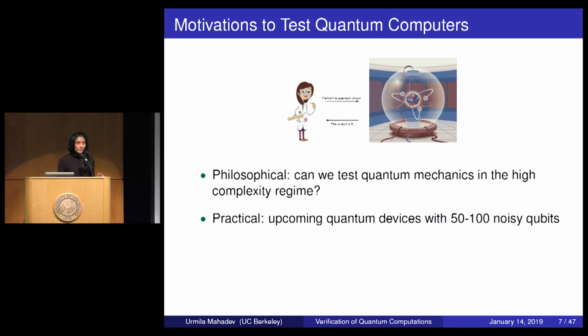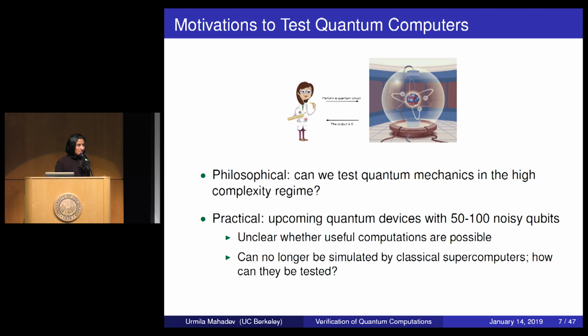Now this philosophical motivation links directly to a practical motivation. As you all know, we're approaching an era in which we expect to have quantum devices with 50 to 100 noisy qubits. At this stage, it's unclear whether useful computations are possible, but what is clear is that we won't be able to classically simulate these computers anymore. And given this, the question is, how can we test these upcoming quantum devices?